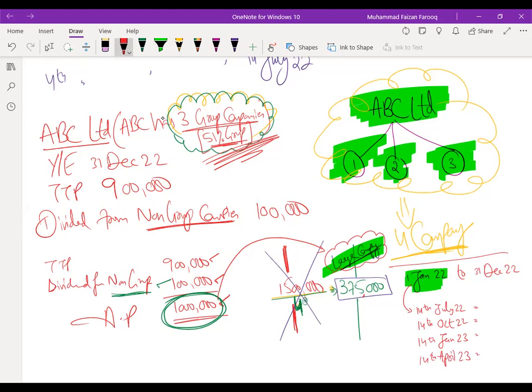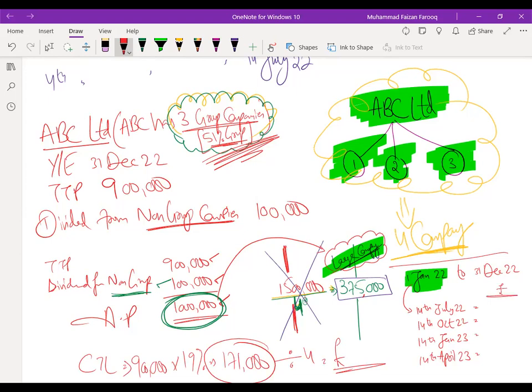The liability was how much? Corporation tax liability, you just calculate it for me, no? 171,000. This is the total, no? So divided by 4, one installment will be how much? 42,750. Divide by 4. This answer is my installment amount.